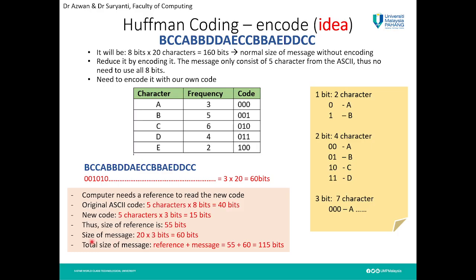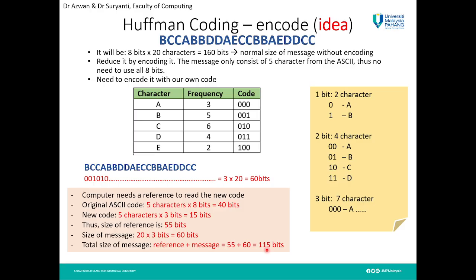So now, the size of the message that we need to transfer to the receiver: we have 20 characters times the new code, which is 3 bits, equal to 60 bits. The total size will be reference plus message: 55 plus 60 will be 115 bits. So instead of sending 160 bits, with our own code we can send 115 bits. So this one is our own code.